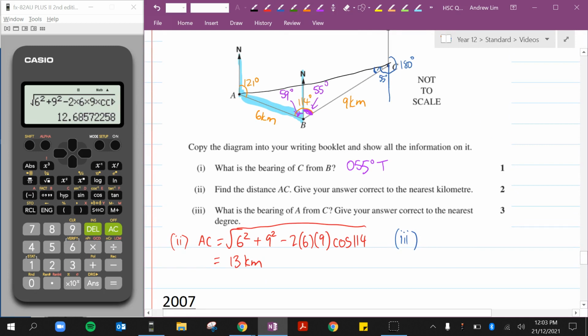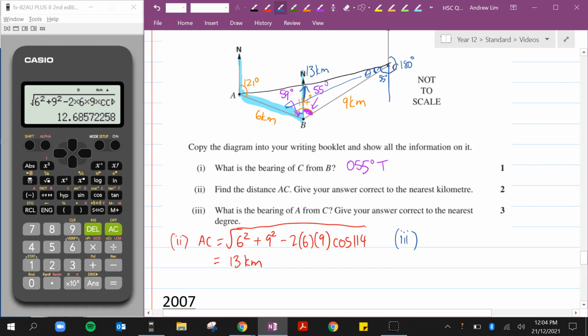And then I can just add all three of them together. So how am I going to do that? Well, I know that that angle there, let's call this angle theta, is opposite the 6 kilometers. And I know that the 114 degrees is opposite AC, which we already worked out as 13 kilometers.